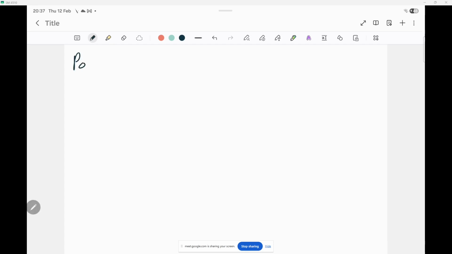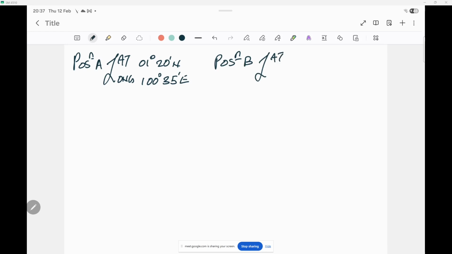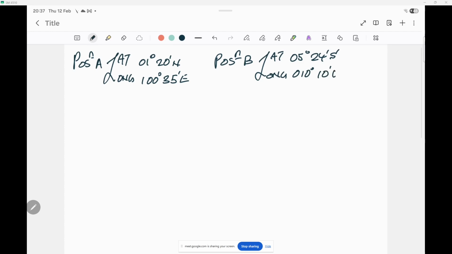Position A, latitude, longitude: 1 degrees 20 minutes north, 100 degrees 35 minutes east. Position B, latitude: 5 degrees 24 minutes south, longitude: 10 degrees 10 minutes west.